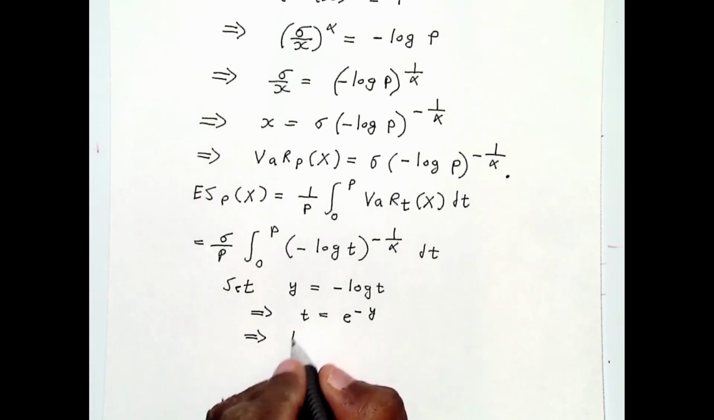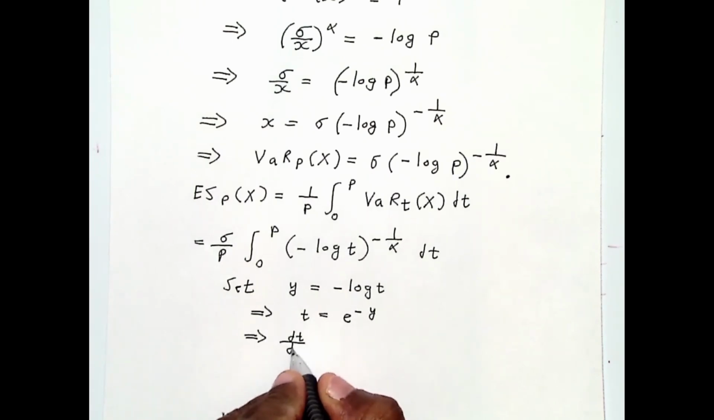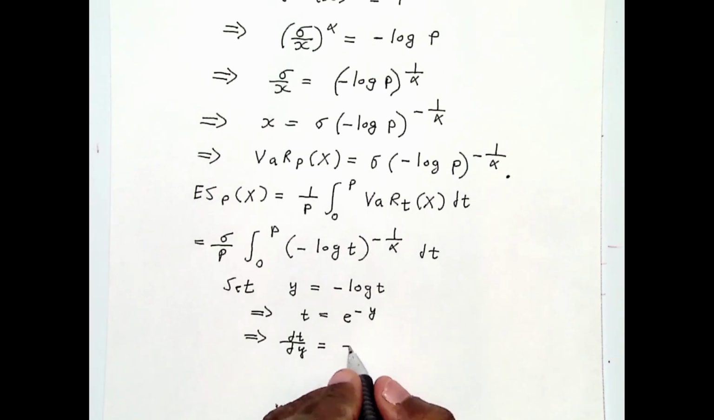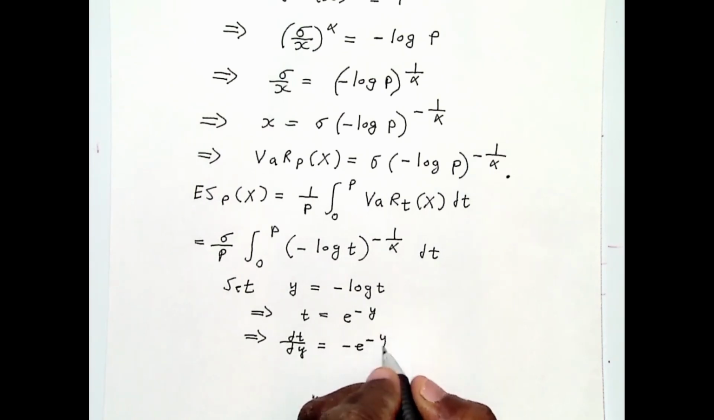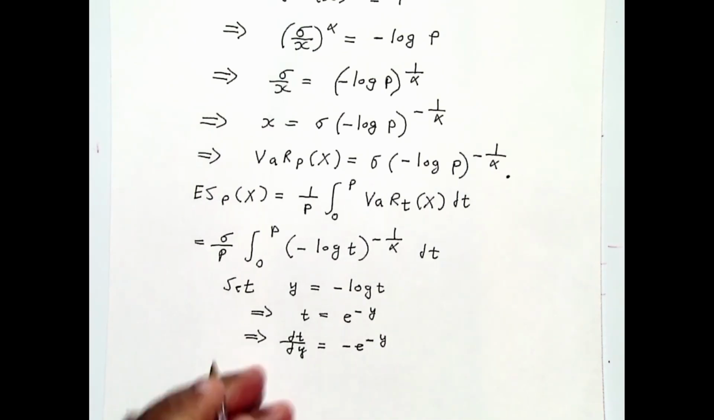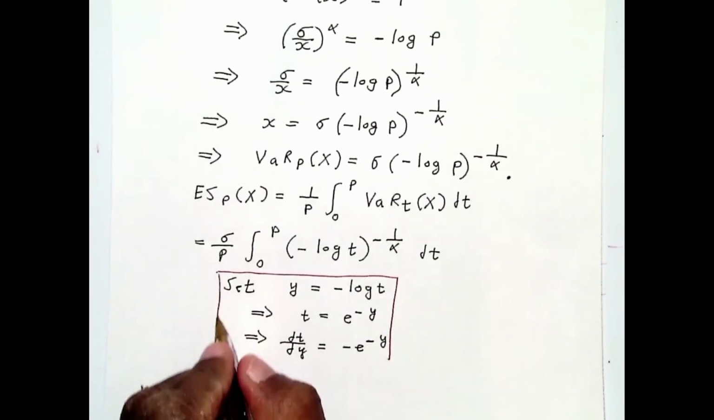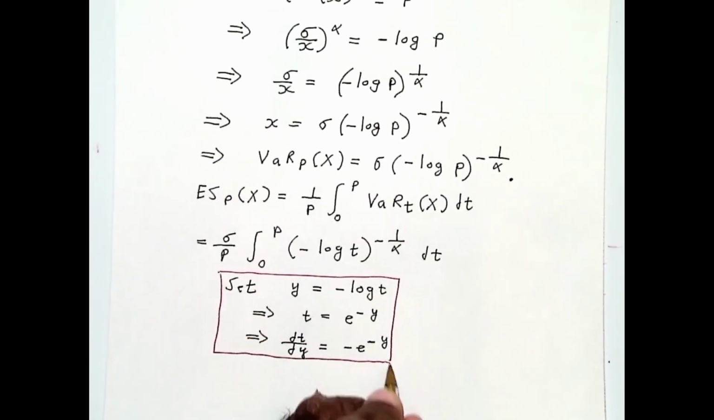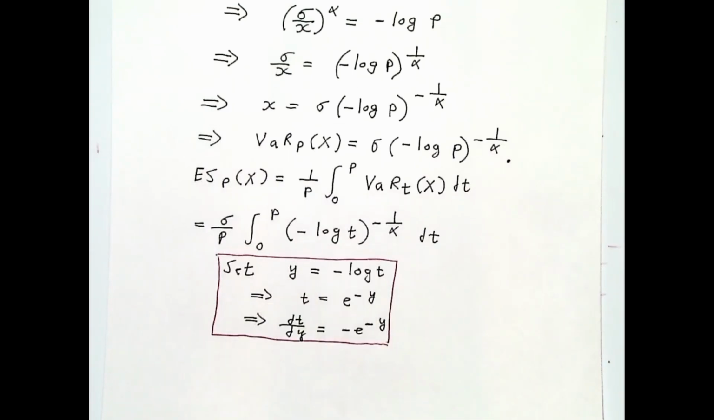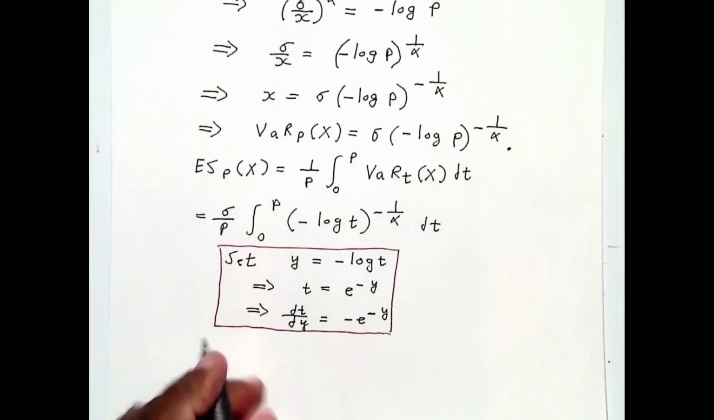So dt by dy is minus of e to the minus y. Right, so let me put this in a box. Now if you sub this back into the integrand, this is what you will get.